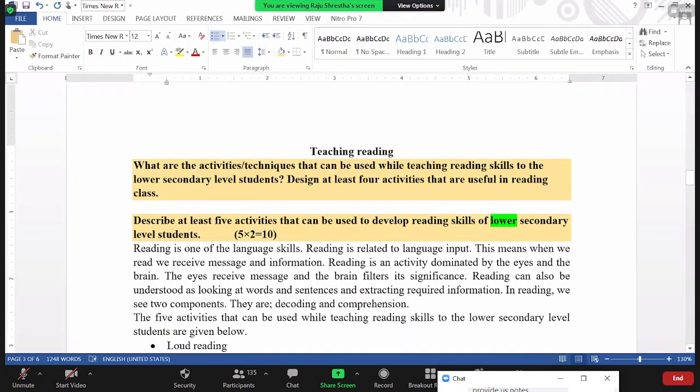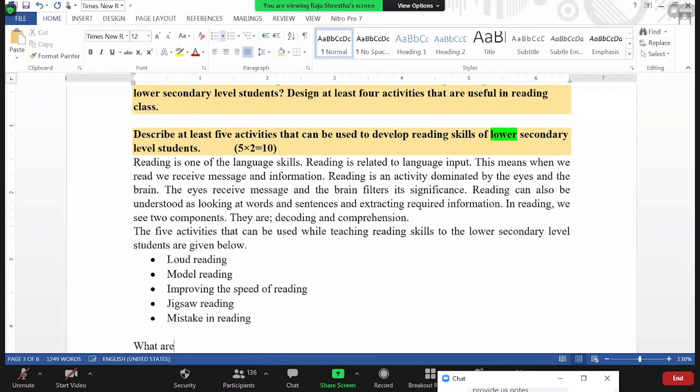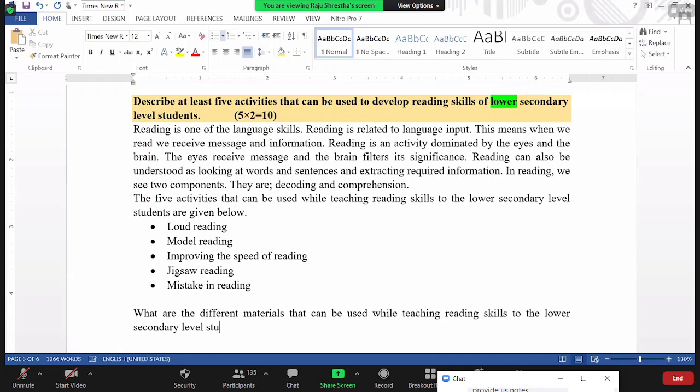And reading बाट अब अरु क्वेशन सोध्न सक्छ. जस्तै what are the different materials that can be used or adapted or utilized while teaching reading skills to the lower secondary level students.